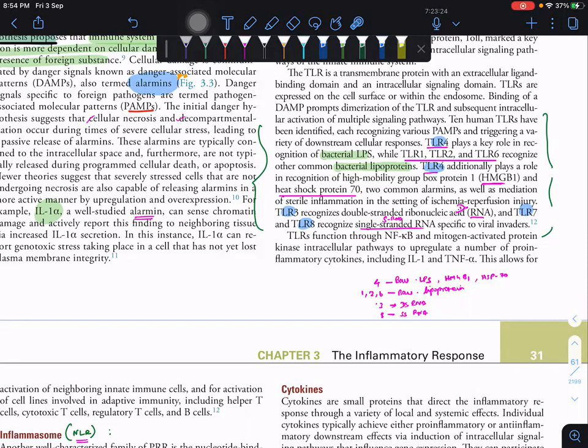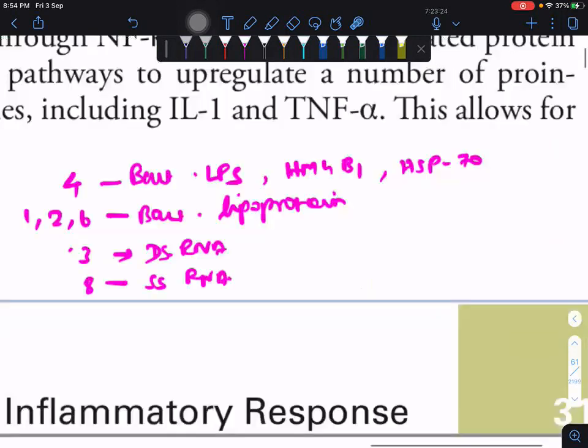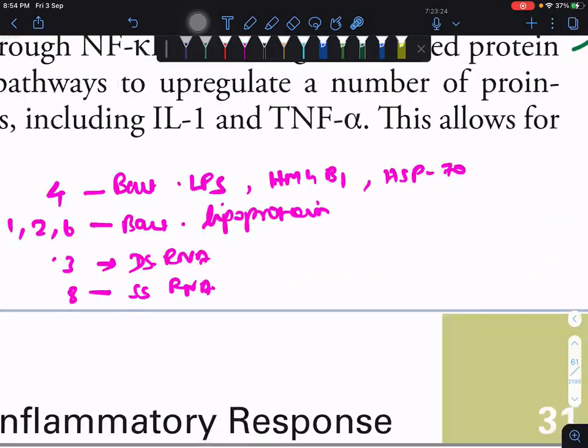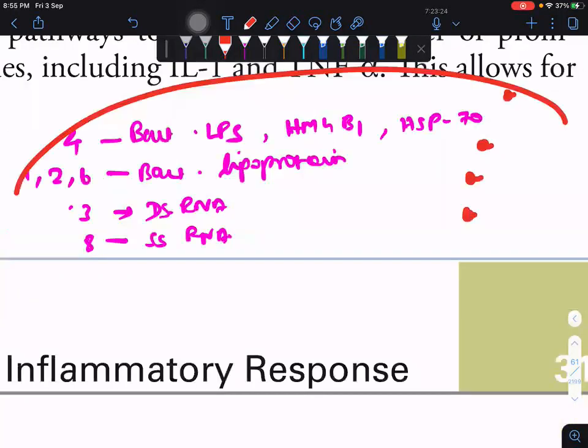TLR3 recognizes double stranded RNA, and TLR7 and 8 recognize single stranded RNA. As a summary, TLR4 is involved in the recognition of bacterial LPS, HMGB1, and heat shock protein 70. MCQ. Next, TLR 1, 2, 6 recognize bacterial lipoprotein, TLR3 recognizes double stranded RNA, and TLR7 and 8 recognize single stranded RNA. These are MCQs.